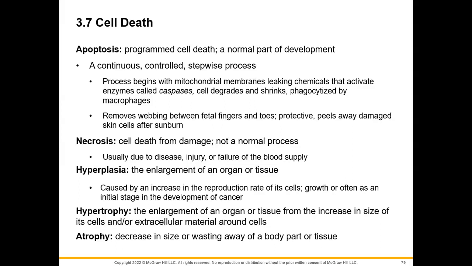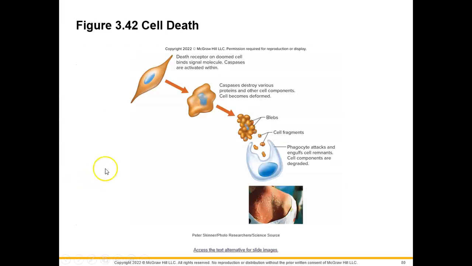Atrophy is a decrease in size or wasting away of a body part or tissue. So cell death occurs whenever the mitochondria release chemicals that trigger the process of autolysis, and eventually the parts are consumed by macrophages to remove the debris.